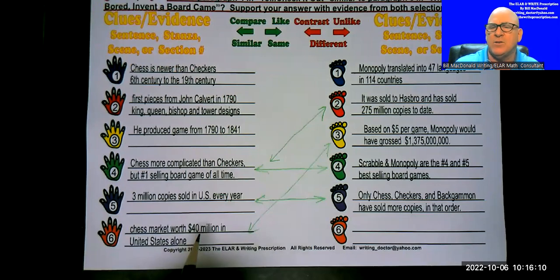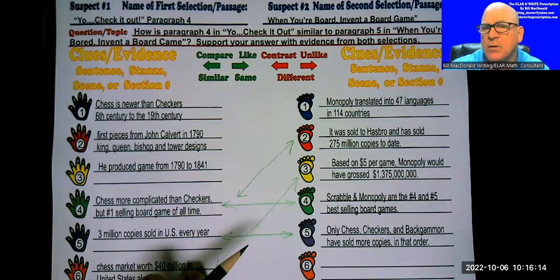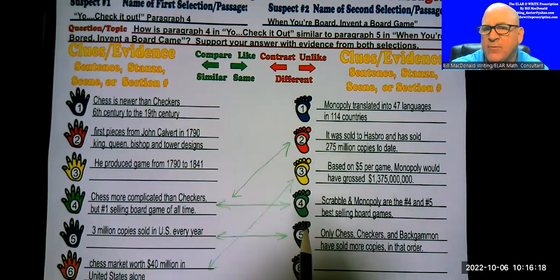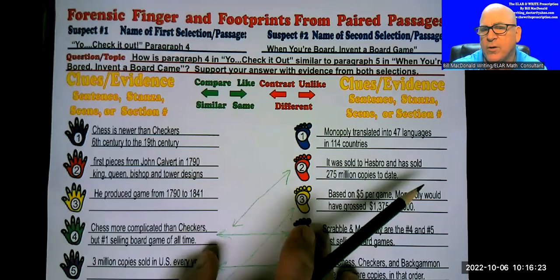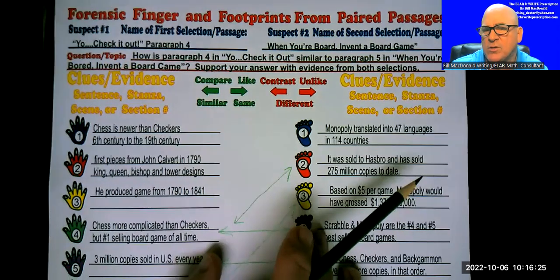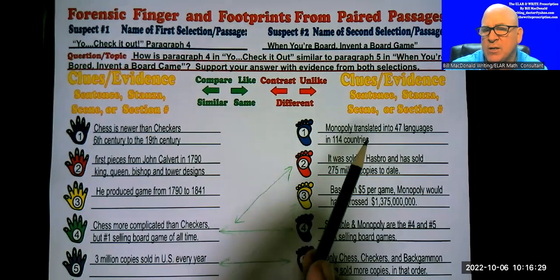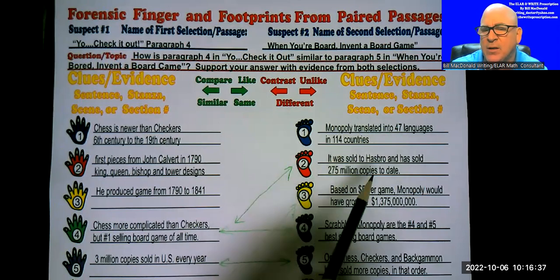Then some other team was saying, well, let's just check out the footprints for paragraph 5, Invent a Board Game. Monopoly, the focus: translated into 47 languages, 114 countries. It was sold to Hasbro and has sold 275 million copies to date.